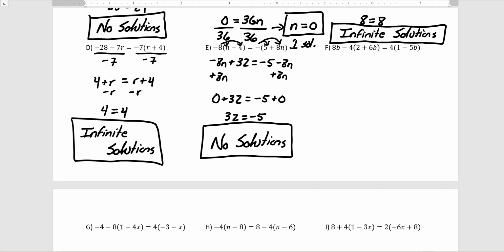All right, last one here. Looking at letter F, let's see, we got 8b minus 4. You actually could divide all this by 4, but we're just going to go ahead and distribute this time.